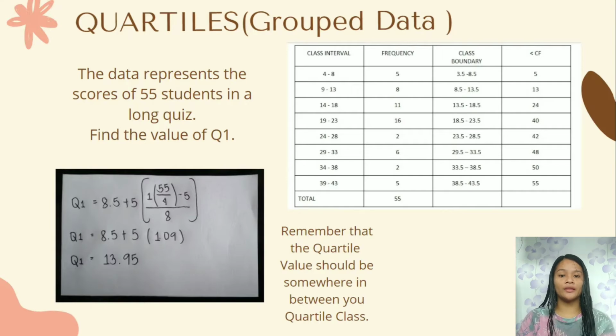For the last part, the interpretation of the value that we've got: we know that the values are divided into 4 equal parts, and each part has 25%. Since the value we are finding is the first quartile, it means that 25% of the students got scores equal or below 13, or 75% of the students got scores equal or above 13.